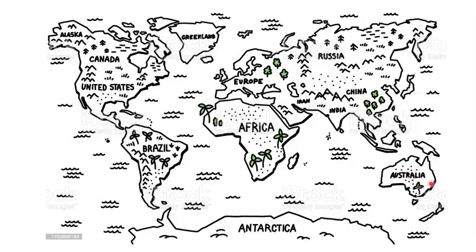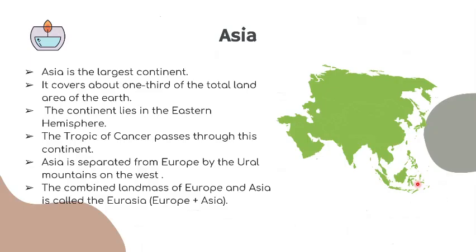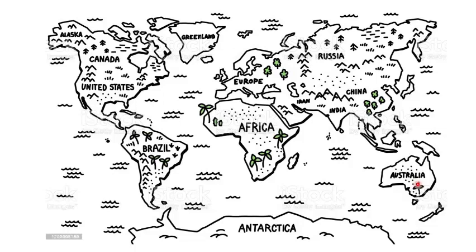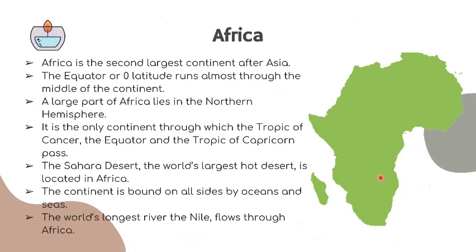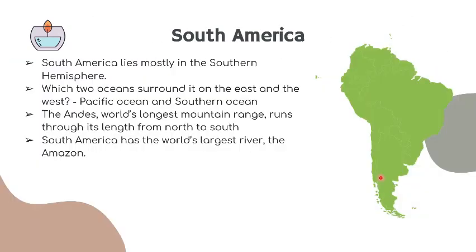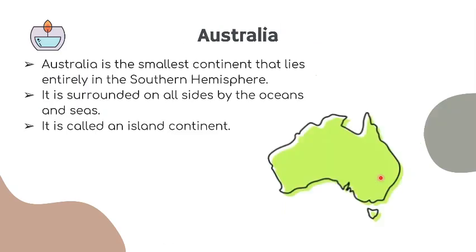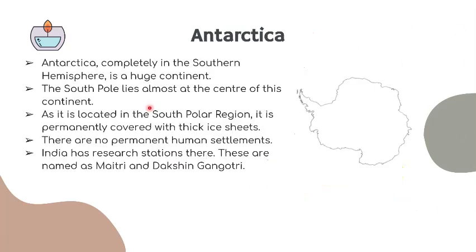And by the way, it is the only continent that has only one country. Well, it is not the only one; Antarctica is also similar, but you can say that it has only one country in it. Yes, it is surrounded on all sides by oceans and seas because it's almost an island. It is called an island continent. Why? Because it is surrounded on all sides by oceans and seas.